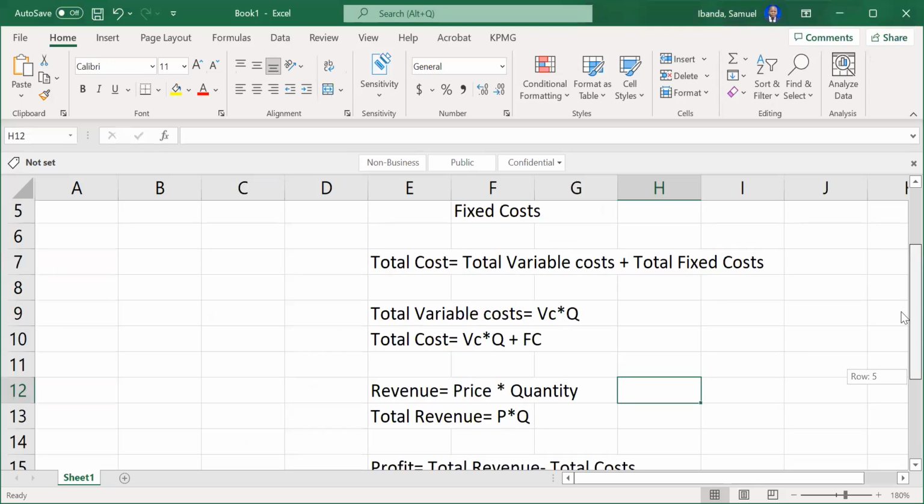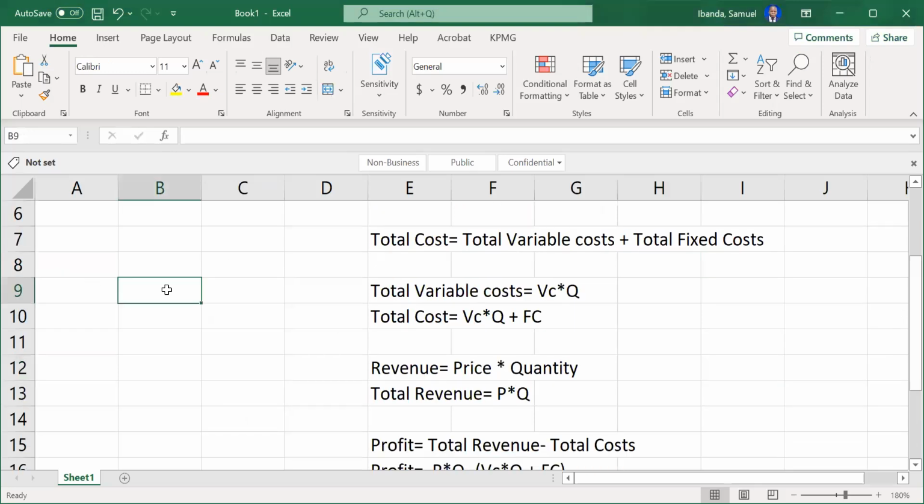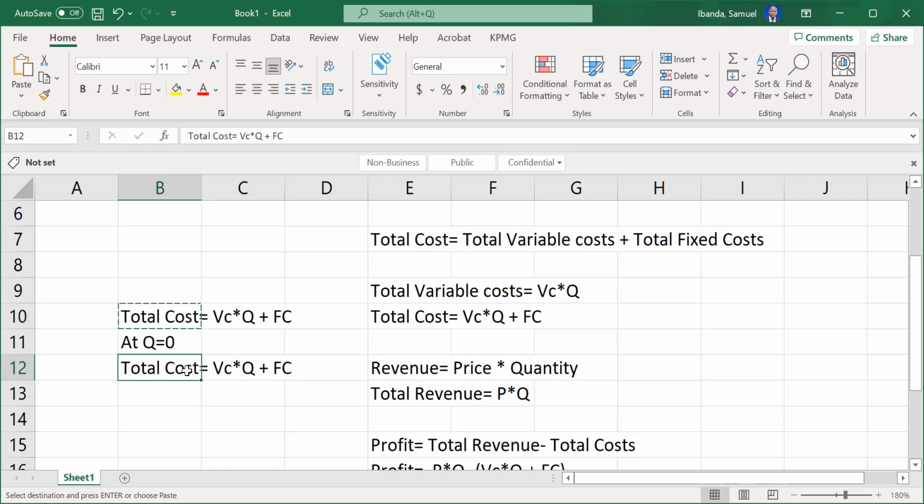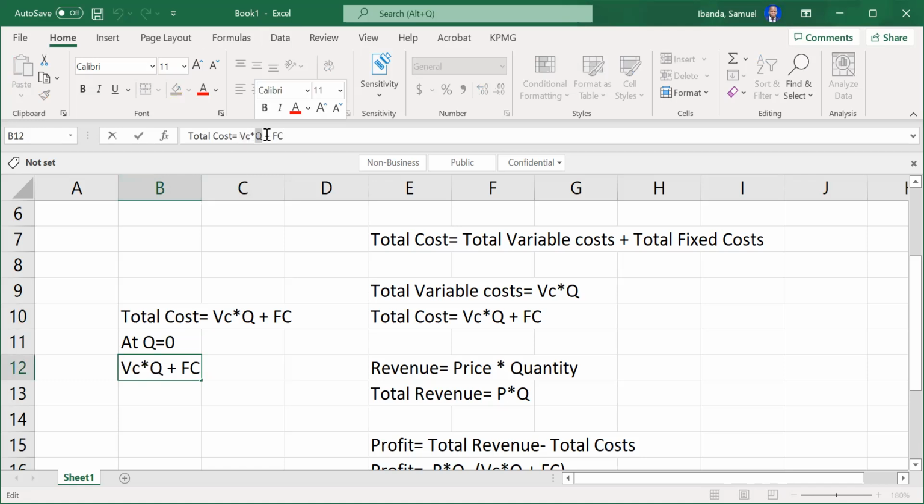I'll give you an example. Let's look at our total costs. We've said that our total costs are given by the variable cost per unit times quantity plus fixed cost. So it means that if your quantity is 0, the total cost will be 0 times the VC plus fixed cost.